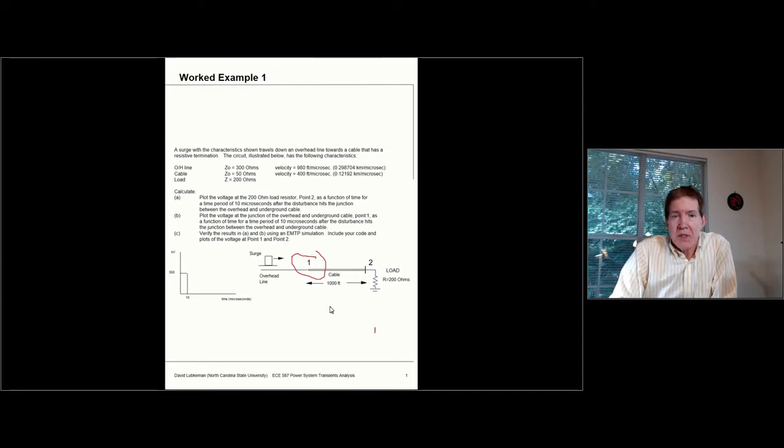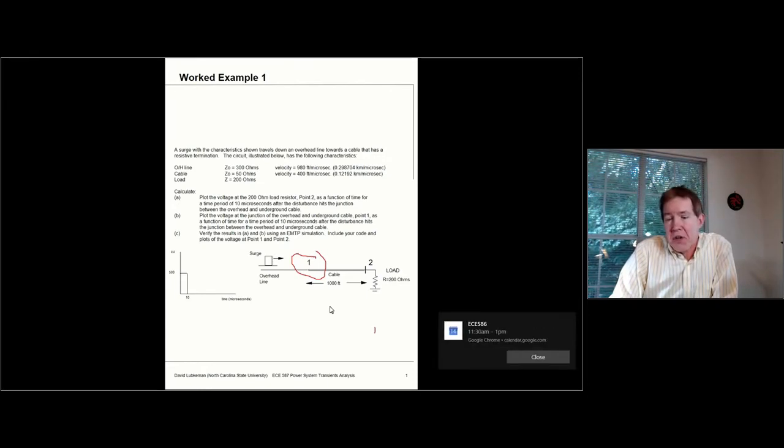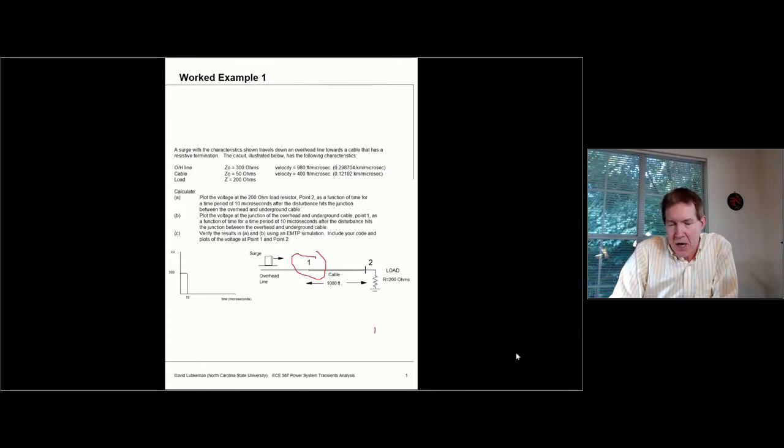So what we want to do in this case is figure out what's going to be happening at point 2 as a function of time, and also what's going to be happening at point 1, all right? And then we'll verify the result with an EMTP simulation in the third segment of this lecture.